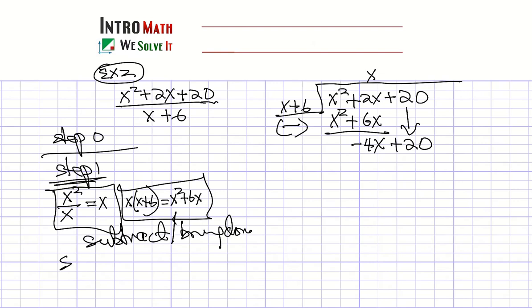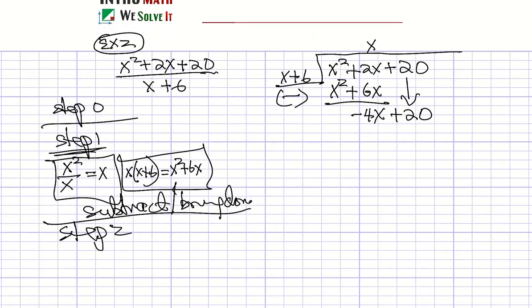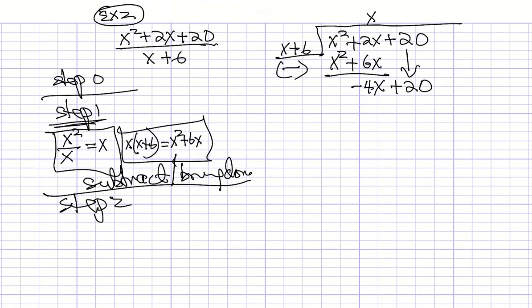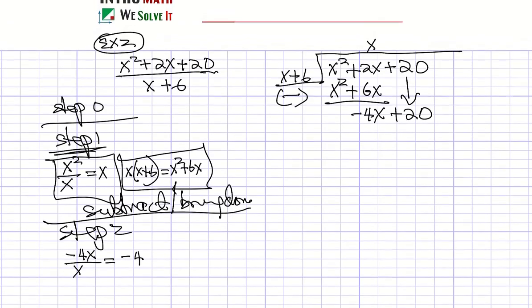So we'll go to step 2, okay? You see that, man? I'm just trying to be systematic. That way you don't have any chance to mess up. So we'll repeat the process. The whole thing will repeat all over again. So we'll say negative 4x divided by x. What do you get? You get negative 4. You put it here.